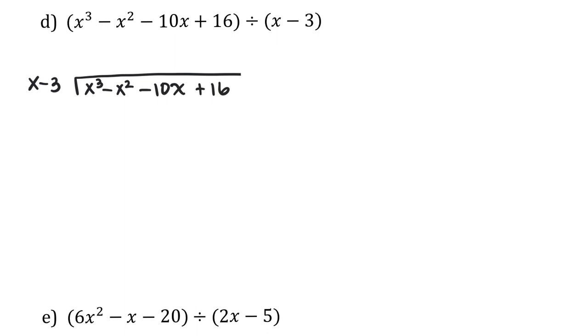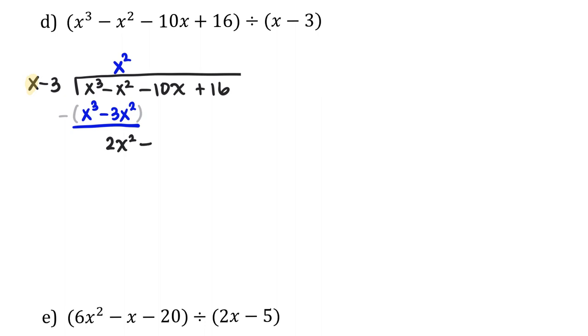I've set it up. I have x to get x cubed. I'm going to highlight the x because every time I look, I just look at the first term. To get x cubed, I have to times by x squared. X squared times x is x cubed. X squared times negative 3x squared. Subtract down. X cubed minus x cubed cancels. Negative x squared plus 3x squared is 2x squared.